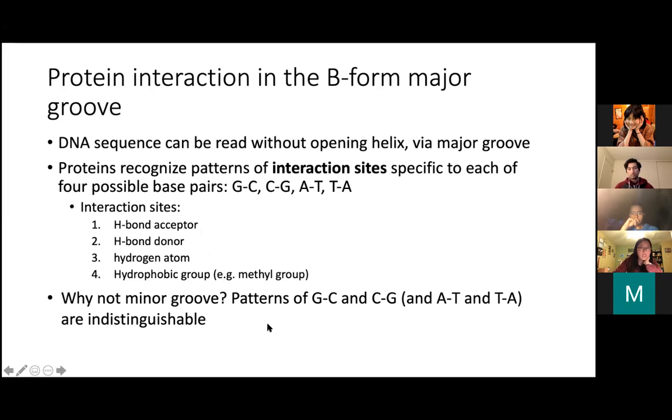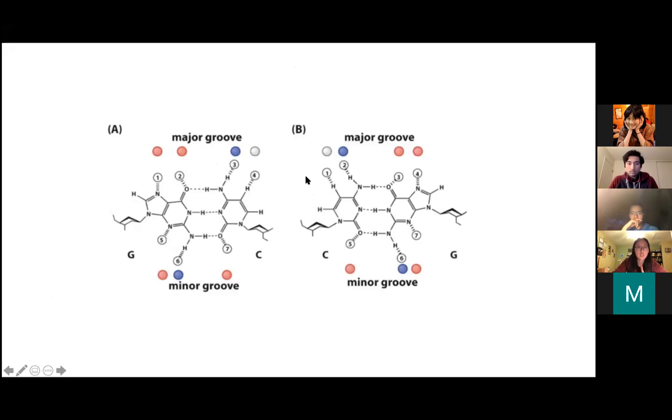So you might be asking, why can't proteins read the minor groove? Well, that's because the patterns of the GC and CG, as well as the AT and TA, look exactly the same. So this is more clear if you look at this picture.